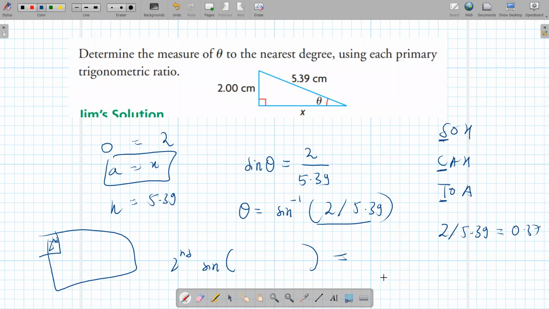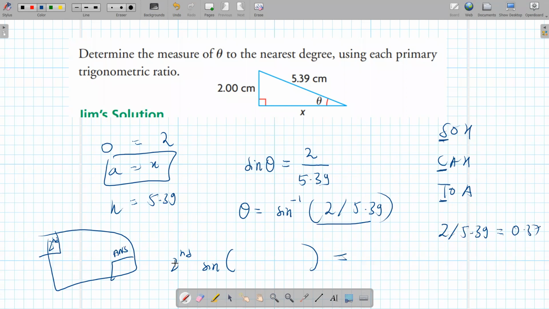Now on your calculator, somewhere around the equals sign on the bottom right, you have something called ANS. See if you have something. ANS means answer. It's usually on the bottom right side. You don't? All right, so just remember 2 divided by 5.39 was 0.37.